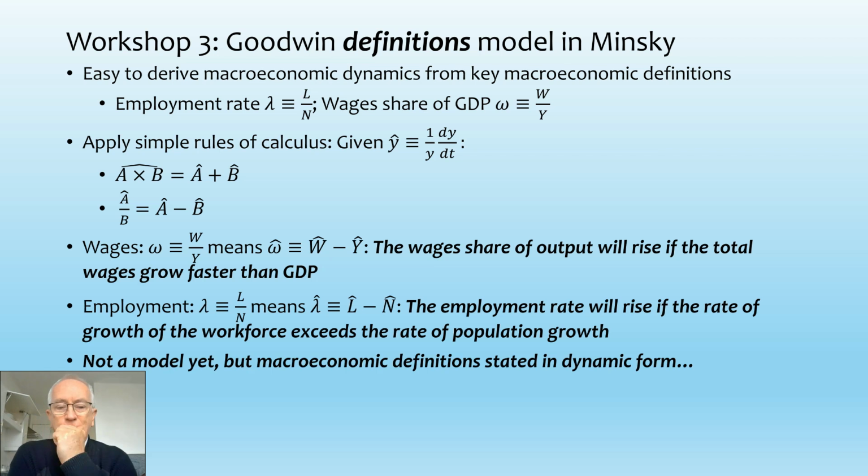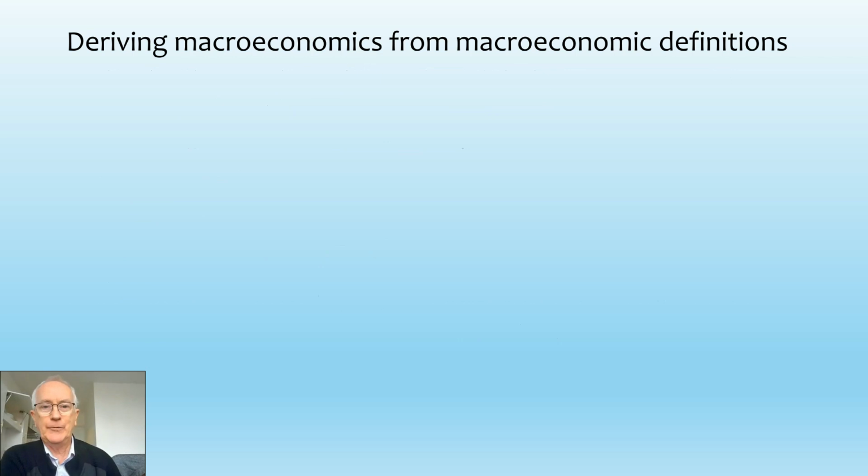So what we've done is gone from a set of incontrovertible definitions to those same definitions stated in dynamic form, and therefore we can build a model.